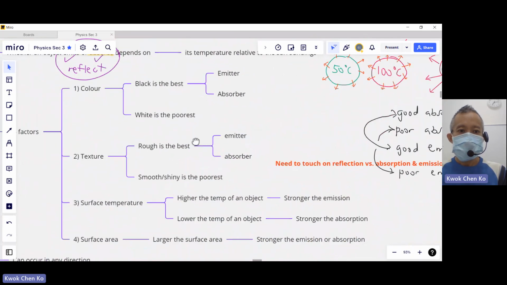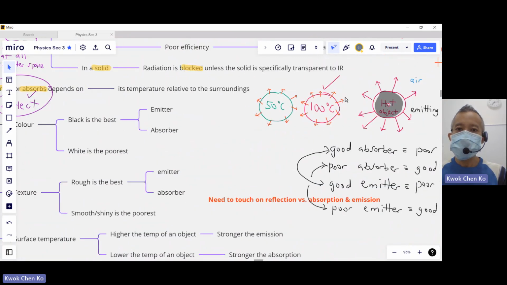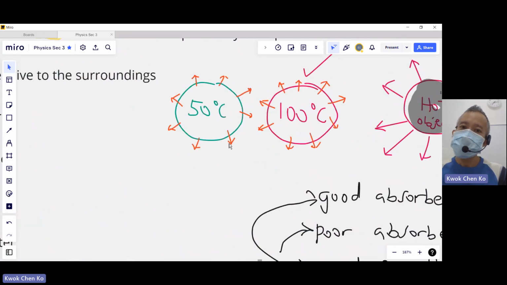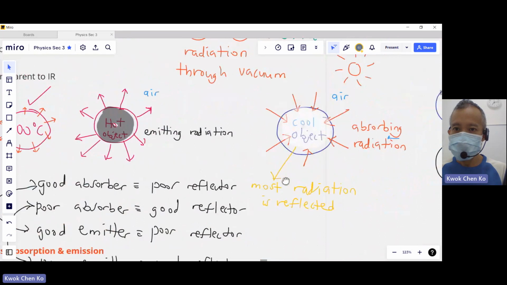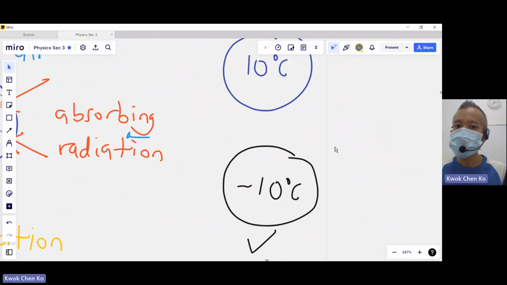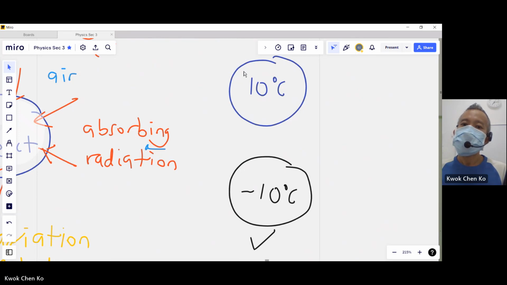What else? Surface temperature, I think you can follow. If let's say I have two objects, same size, same material, same texture, same color, which one is emitting better? Of course, higher temperature. Now, likewise, I can also reverse. Let's say I have these two guys again. Which guy is a better absorber? The cooler one, because the temperature is lower compared to the surroundings. Shouldn't be too difficult.